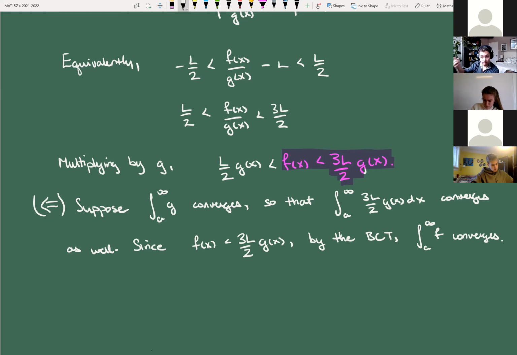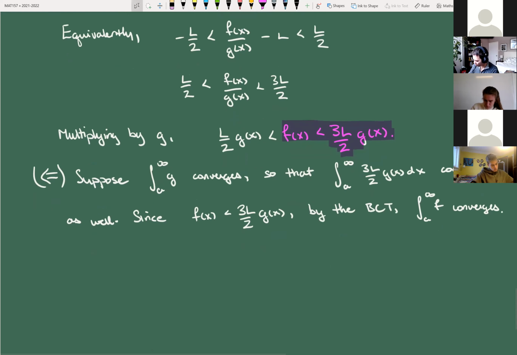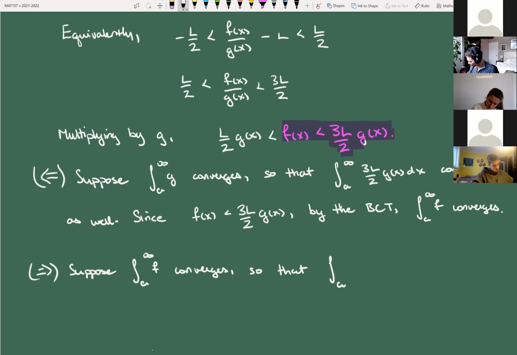In the other direction, we're going to use the other inequality. So suppose that the integral of f converges, so that the integral from a to infinity of 2 over L f converges as well.